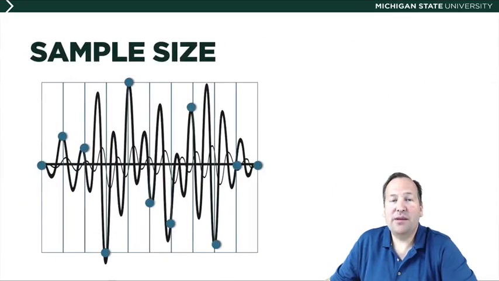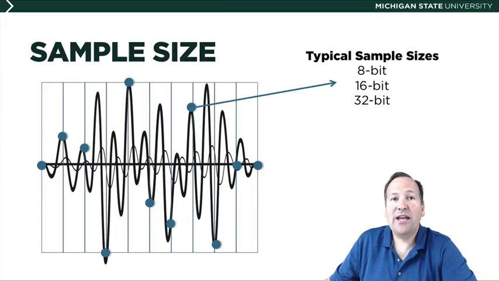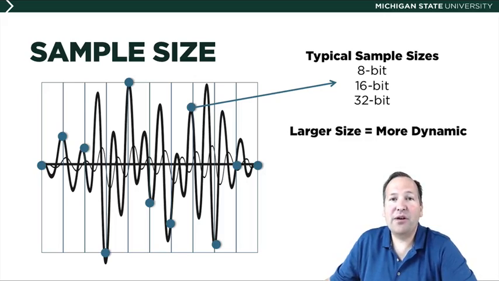The other component in sampling is how much data are we storing per sample, or what is the sample size. We typically store 8 bits, 16 bits, or 32 bits of information per sample. The larger the sample size, the better the resolution or signal-to-noise ratio, or in audio terminology, the more dynamic the sound is.